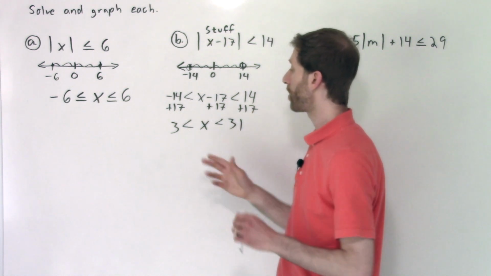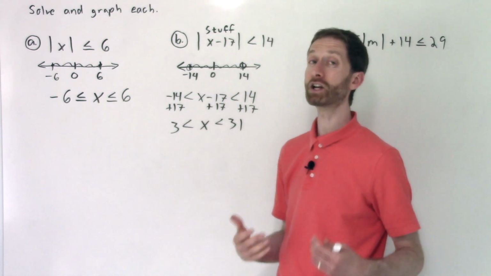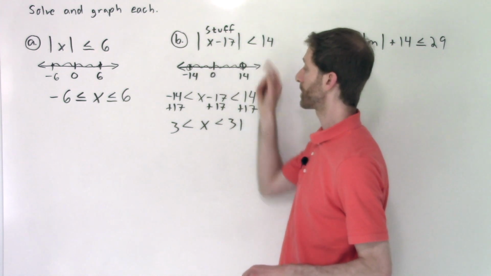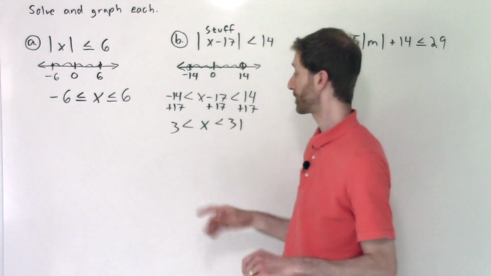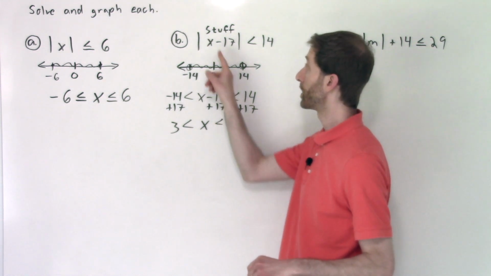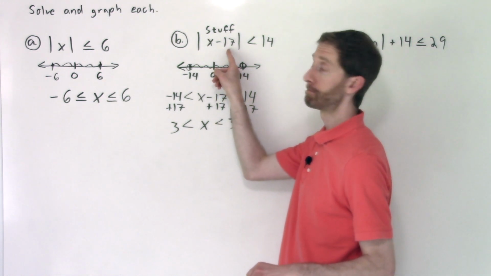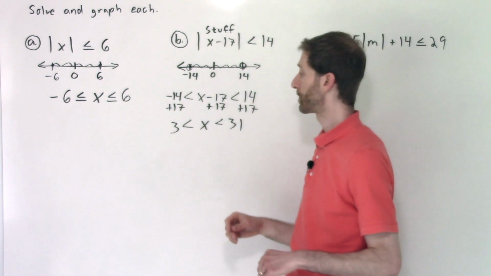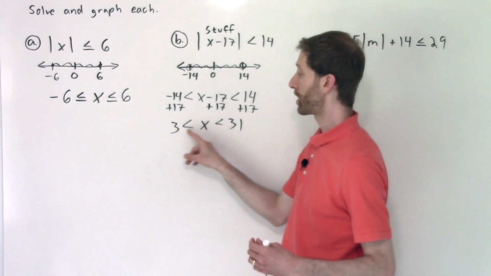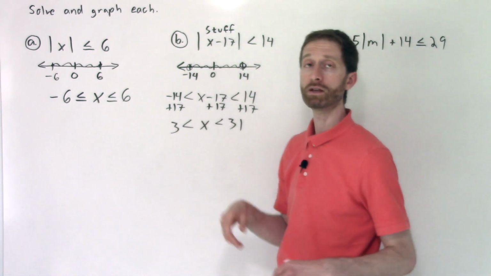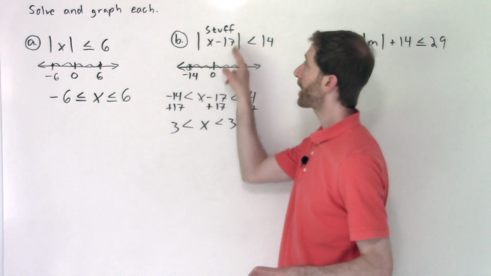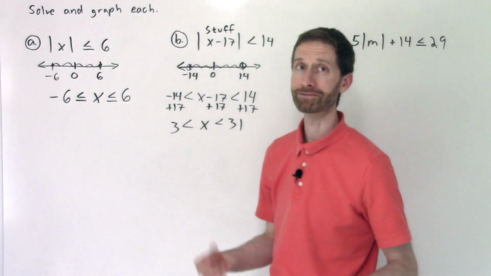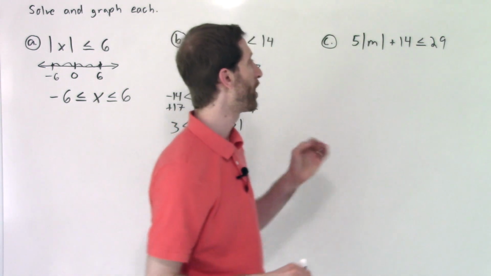So what that means is all numbers between 3 and 31, not including 3 and 31, when plugged into this, will have an absolute value that's less than 14. Pick a number and test it. Let's pick 30. That's to the left of 31. 30 minus 17 is 13. The absolute value of 13 is 13, which is less than 14. Nice. I'll pick a number like 5. That's greater than 3. 5 minus 17 is negative 12. The absolute value of negative 12 is 12, which is less than 14. It works. Awesome stuff.